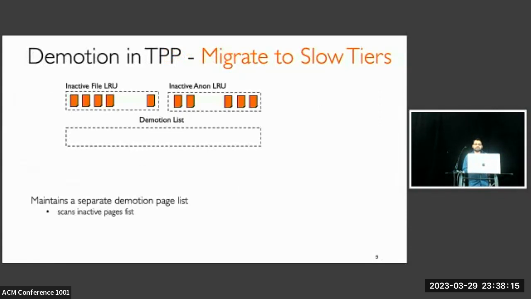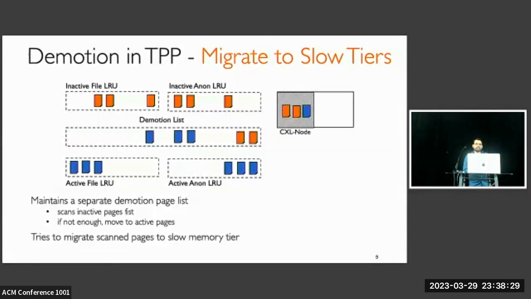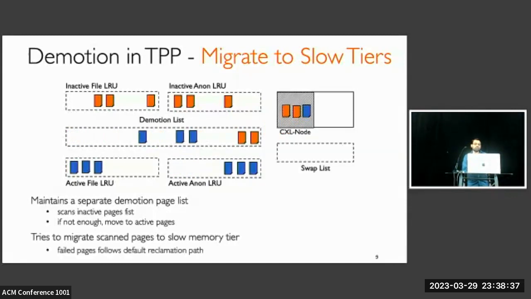So during reclamations, TPP initially scans the inactive files and then inactive anon pages, and if that's not enough, then it moves to active file and then active anon pages. And after finding the demotion candidates, it initially tries to migrate them to a slower memory tier. And if that migration fails for some reason, like the CXL node is not available or the node is full, then it falls back to the swapping mechanism. And this is for the traditional backward compatibility.